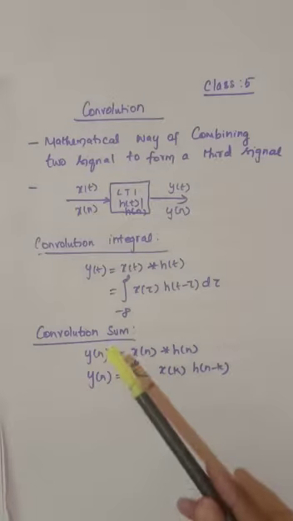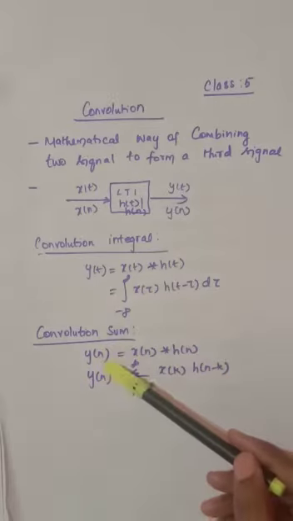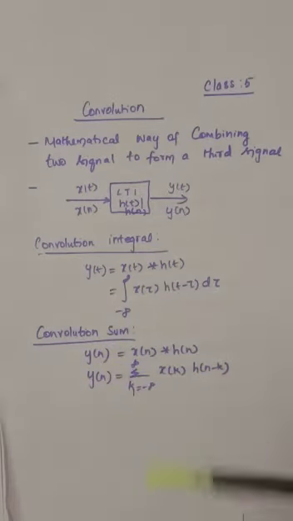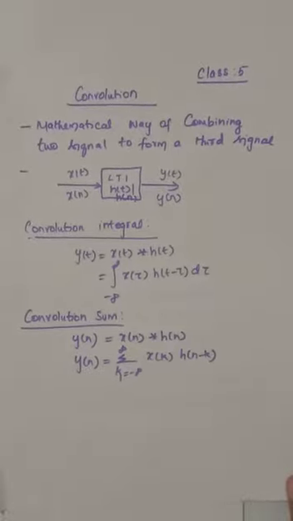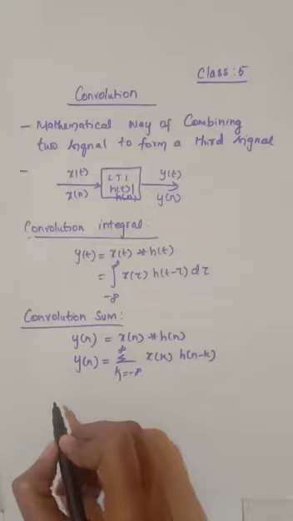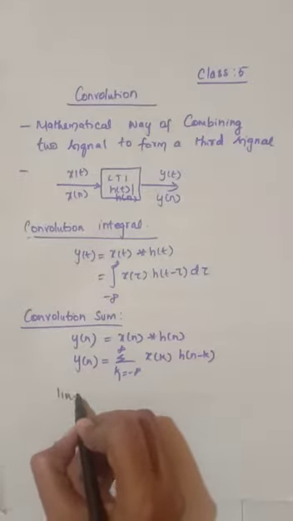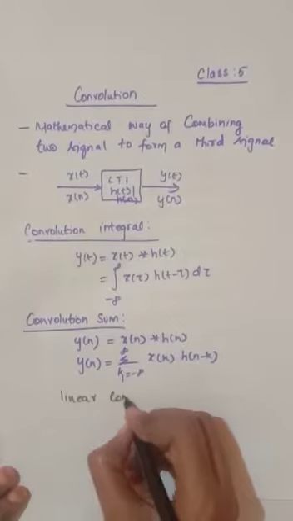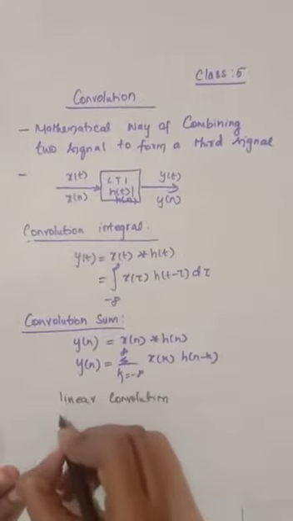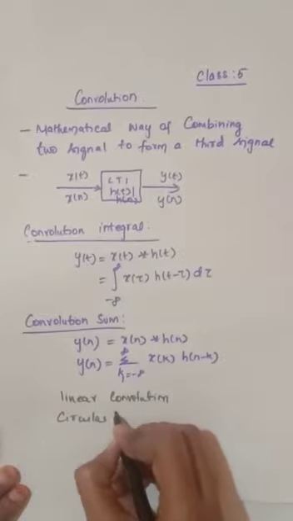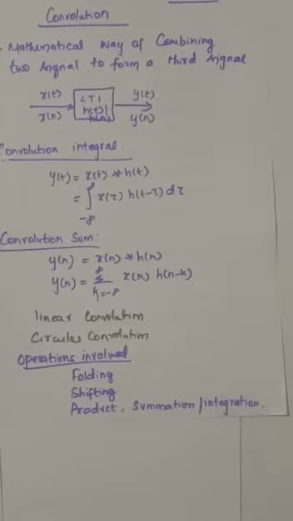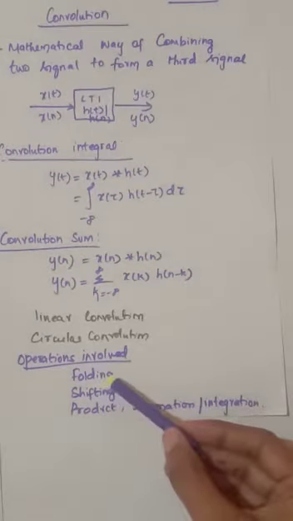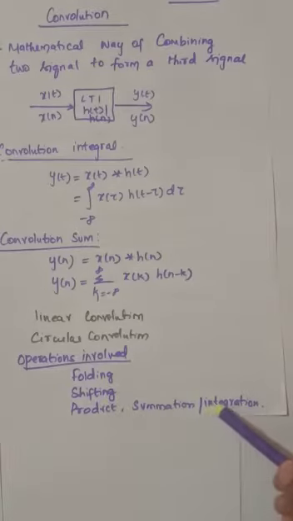As we have already discussed the convolution integral and convolution sum in signals and systems, now we are going to discuss only circular convolution, because in DFT, we are going to relate circular convolution with DFT. In this convolution sum, we can do it in two ways. One is linear convolution and another one is circular convolution. The operations involved are folding, shifting, product and summation or integration.